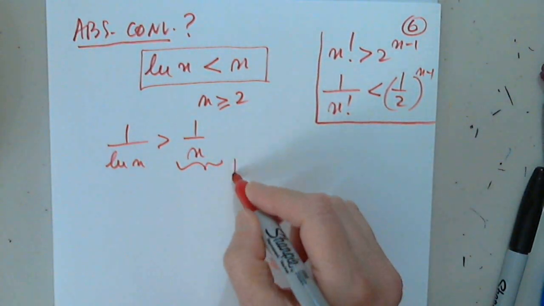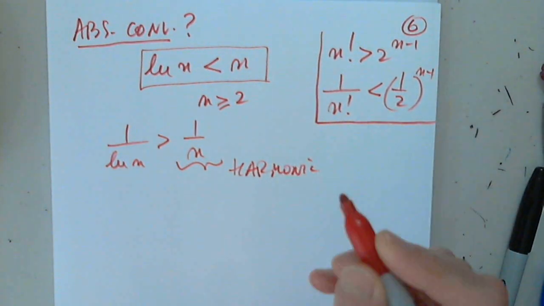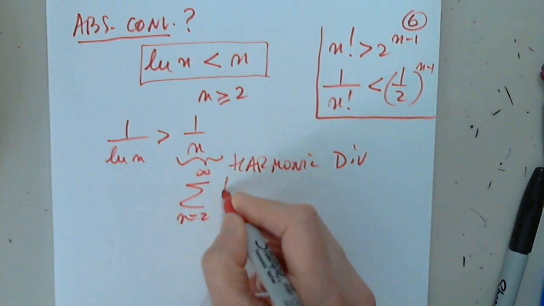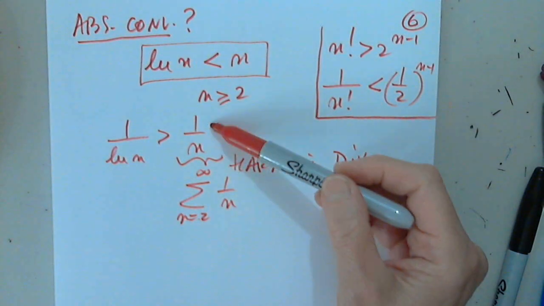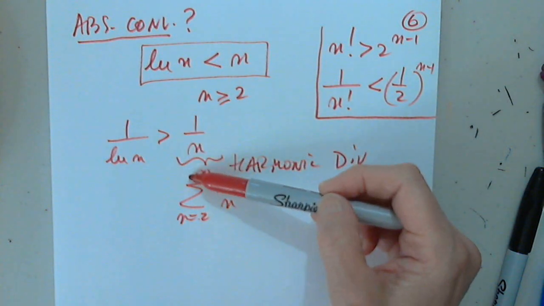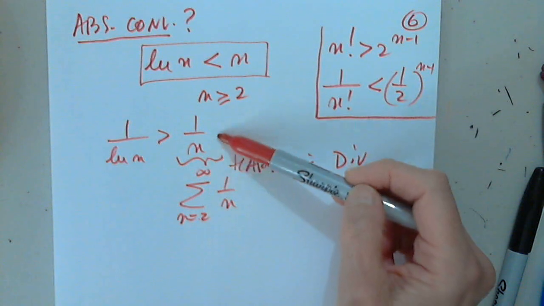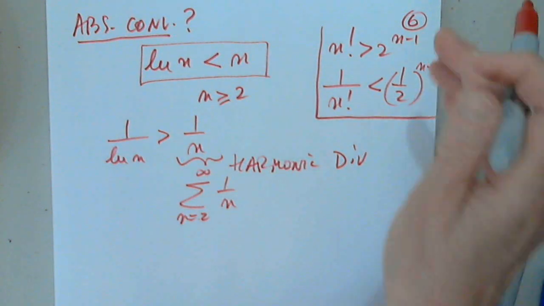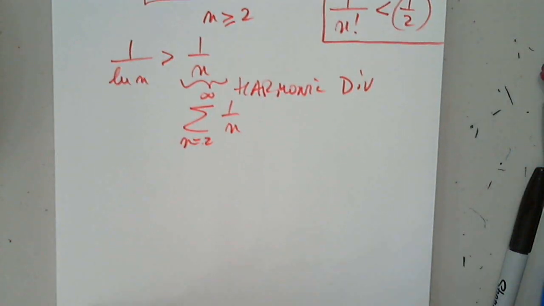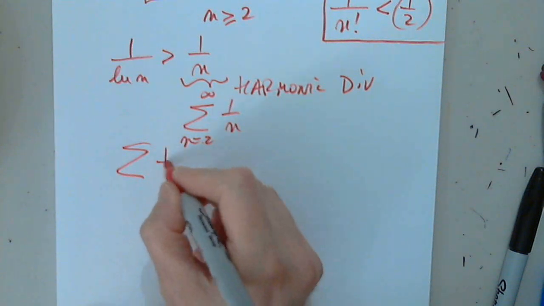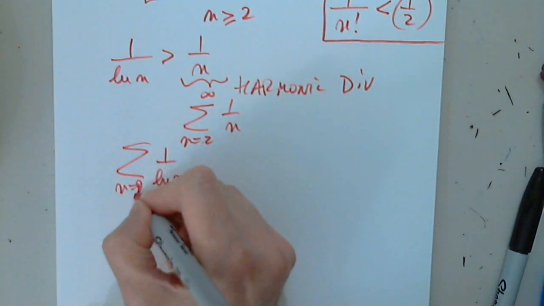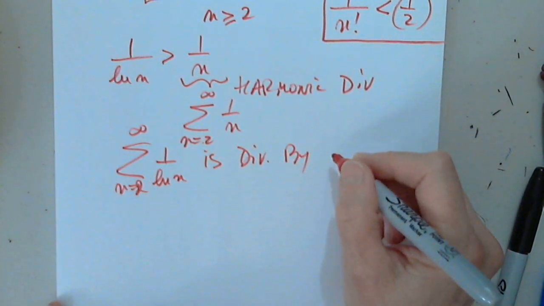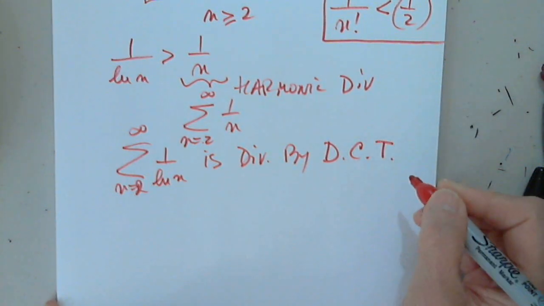But remember, this is harmonic. This is the harmonic series, which is divergent. So this is the sum from n equals 2 to infinity of 1 over n. If you remember from the comparison test, if the smaller is divergent, the bigger is divergent as well. So we will conclude that the sum of 1 over natural log n, n equals 2 to infinity, is divergent by the direct comparison test.